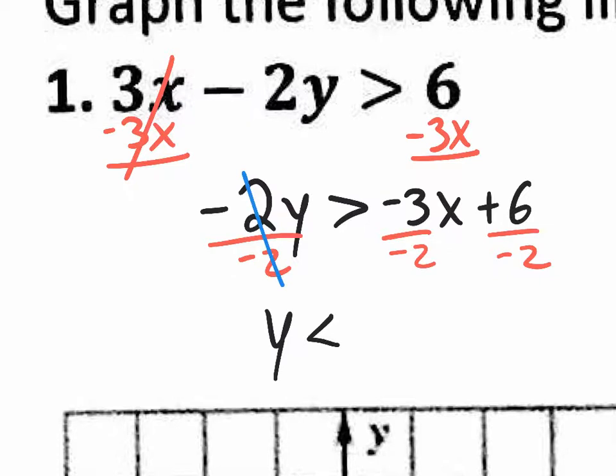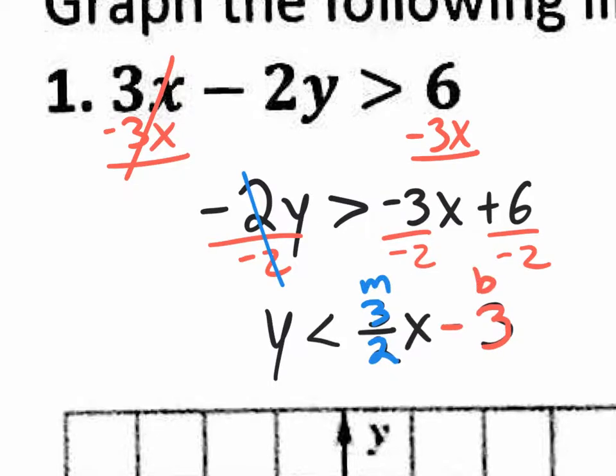And the 3 over 2 stays 3 over 2, but the negative divided by a negative becomes a positive, so it's 3 over 2x. And the 6 divided by negative 2, that's a minus 3. And for the sake of using different colors here, I want to put my slope in blue, rise 3, run 2, and my y-intercept in red, minus 3. That's y equals mx plus b. Your m is here, your b is there.